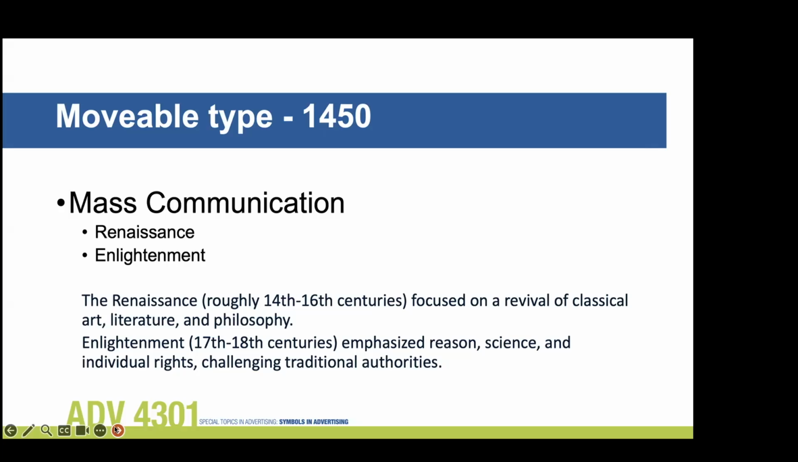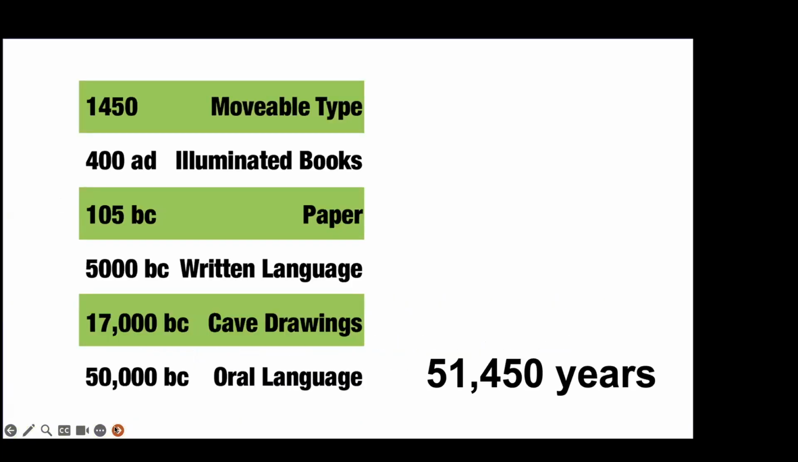So let's look at the timeline. 50,000 BC, we started with oral language. 17,000 BC, we started cave drawings. And then 5,000 BC, written language. 105 AD, we had the invention of paper. 400 AD, we started having illuminated books that people were doing by hand. And by 1450, we had movable type that could print books in a matter of hours rather than a matter of months. But let's look at that time frame.